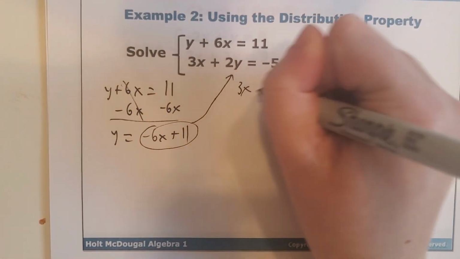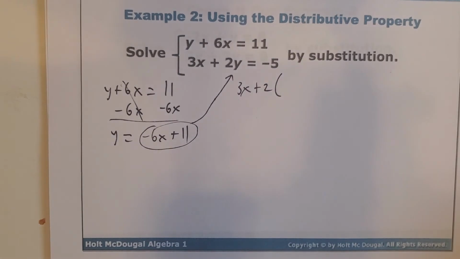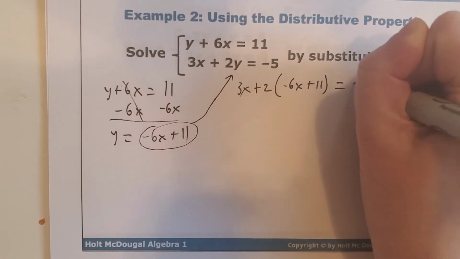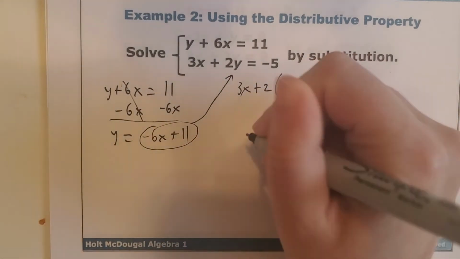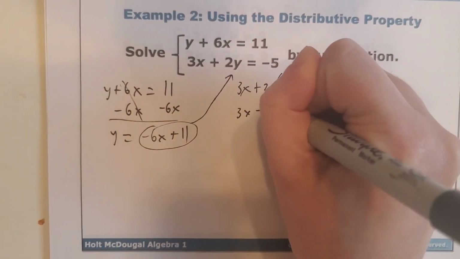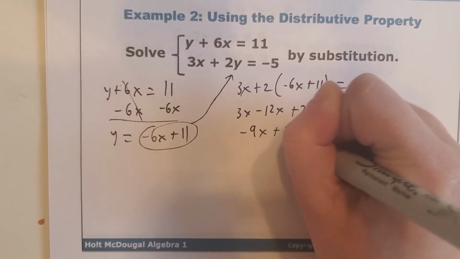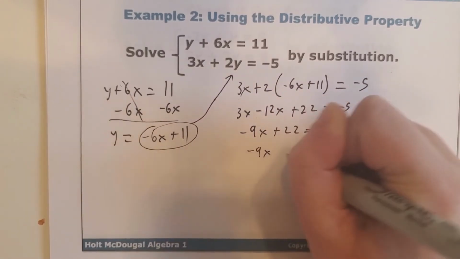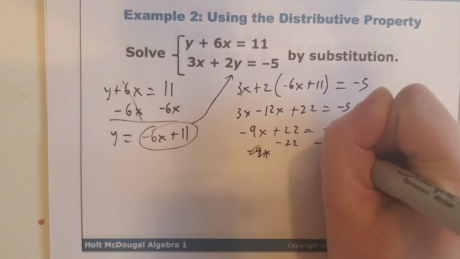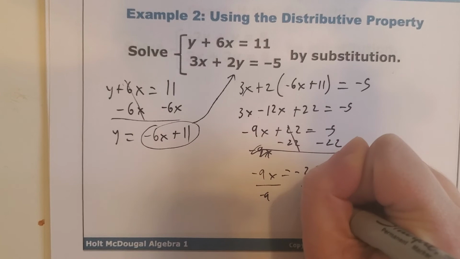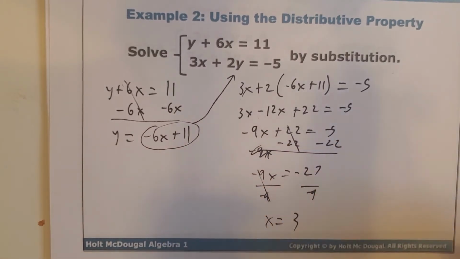So this becomes 3x plus 2 times the entire expression. That's where the whole distributive property is going to come in. So this is -6x plus 11 equals -5. So the 2 gets distributed. 3x minus 12x plus 22. -9x plus 22. Minus 22. So x is 3.